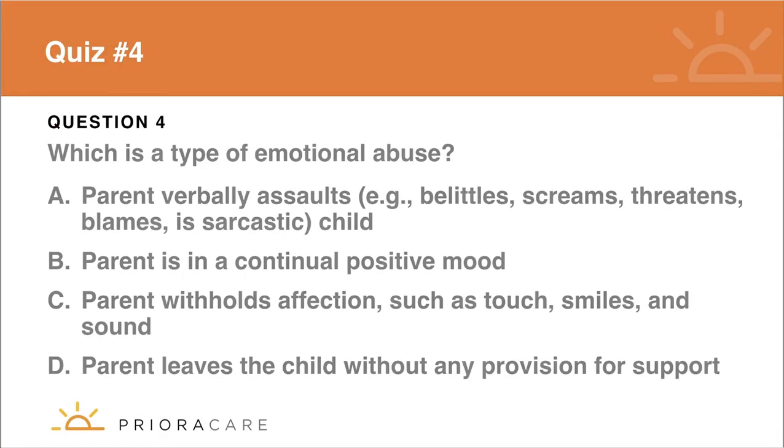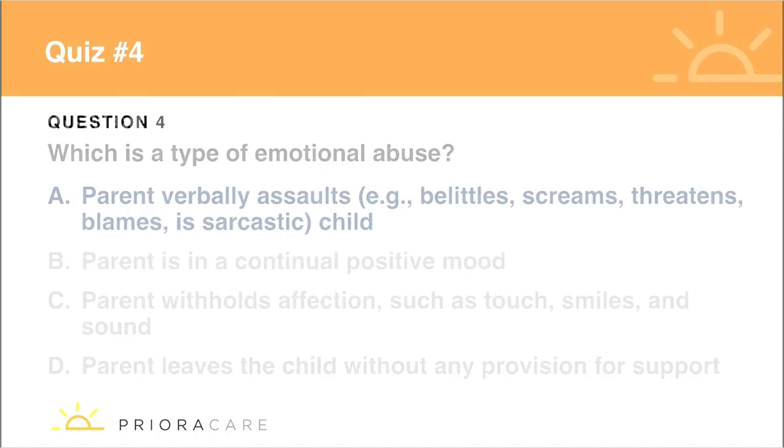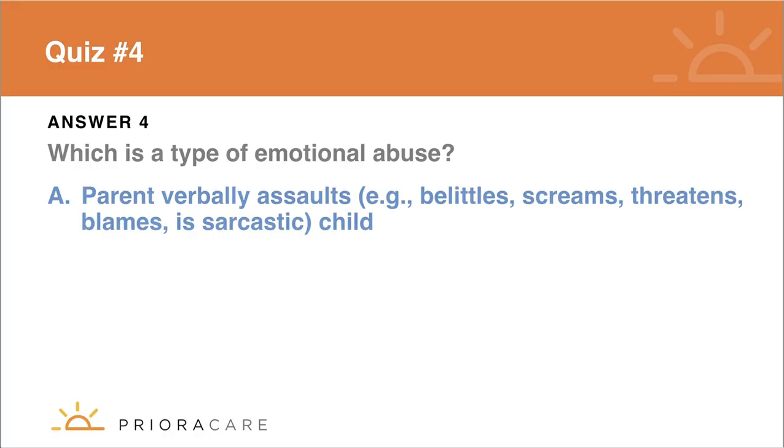All right, now it's time for quiz question number 4. Which is a type of emotional abuse? A. The parent verbally assaults, for example, belittles, screams, threatens, blames, or is sarcastic to the child. B. The parent is in a continual positive mood. C. The parent withholds affection, such as touch, smiles, and sound. Or D. The parent leaves the child without any provision for support. You got it. The answer is A. Parent verbally assaults, for example, belittles, screams, threatens, blames, or is sarcastic with the child.